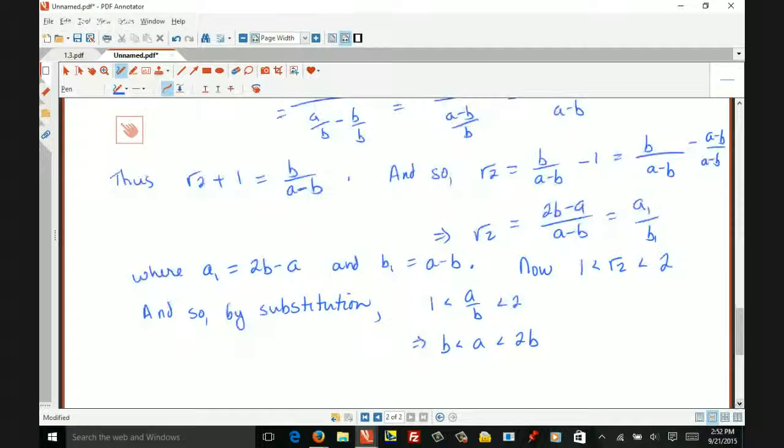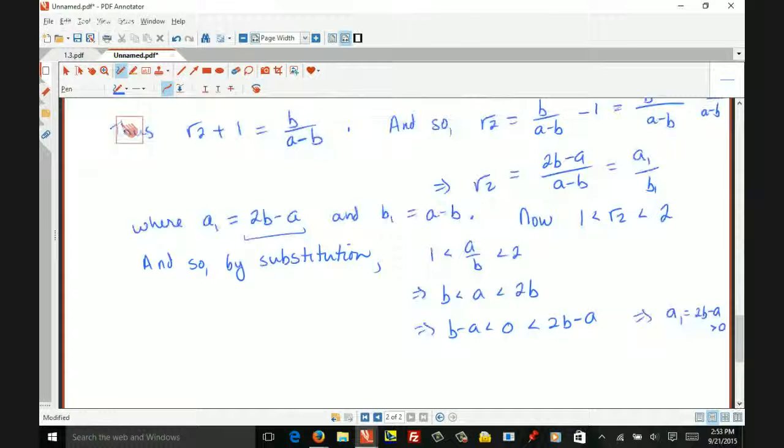a1 is 2b minus a. This value right there. a1 is 2b minus a. So what should we do? Subtract a. So we're going to have b minus a is less than 0 is less than 2b minus a. So I know that 2b minus a is bigger than 0. So it's a positive value. That's the first concern. The second one is it is smaller than a.